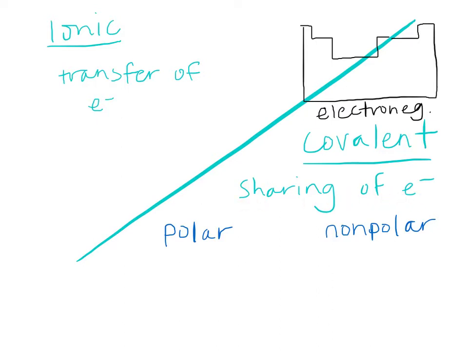Covalent bonds can be categorized as polar covalent or non-polar covalent. The way that we determine if it's polar or non-polar is we look at the electronegativity difference of the elements. Here I have a rough sketch of the periodic table. I'm hoping you remember that electronegativity increases across the table, from low electronegativity to high electronegativity here. If I have two elements that are right next to each other, they're going to have a low electronegativity difference.